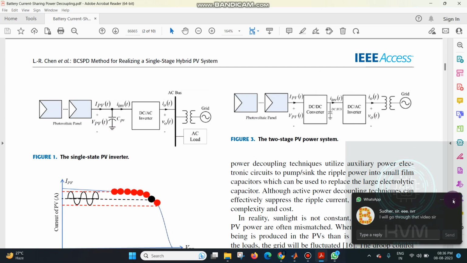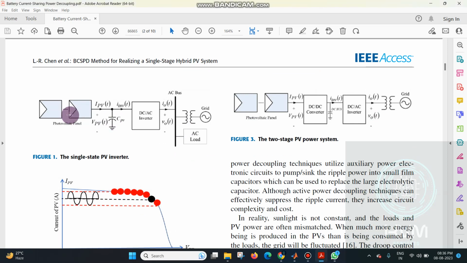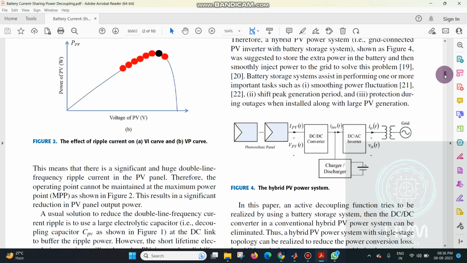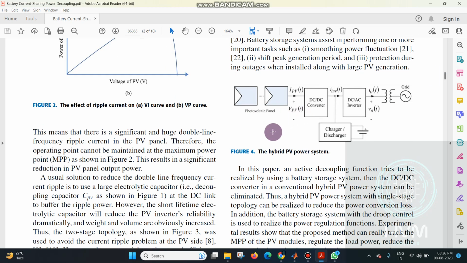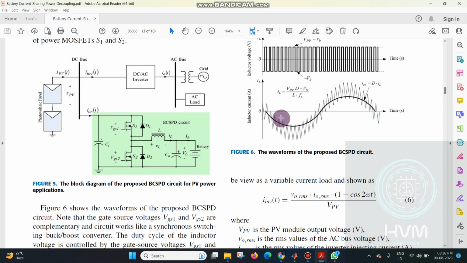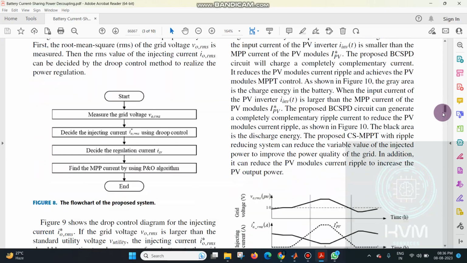So this is our system configuration, right? Single-stage PV inverter. This is the two-stage PV power system, and this is the hybrid PV power system. This concept will be implemented in our project, like this is our proposed system. This is the single stage only. We are using the same concept, but with our proposed battery current sharing power decoupling method. This method will be implemented under different conditions.